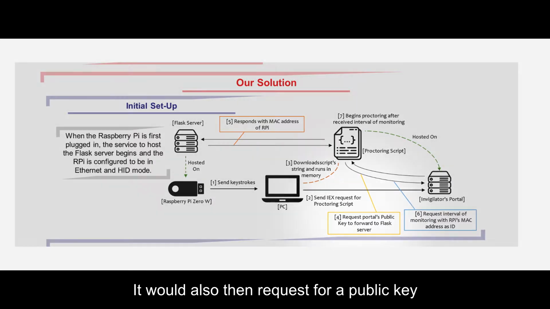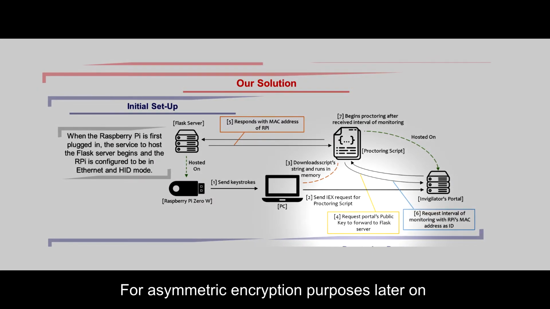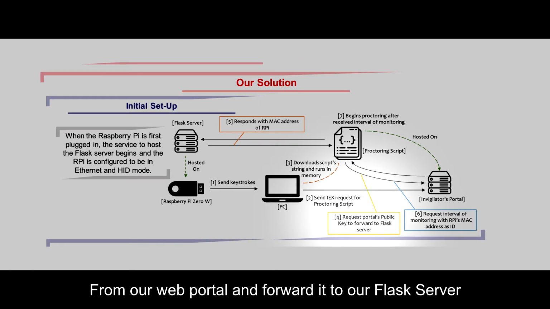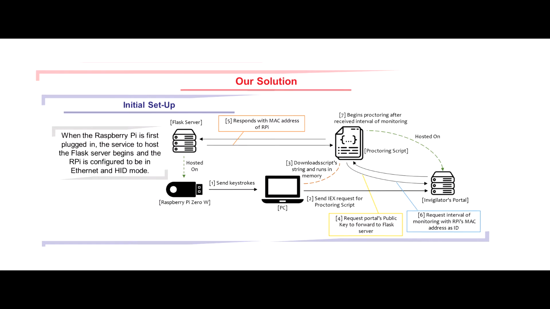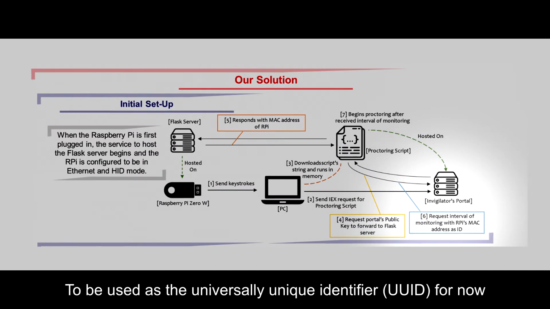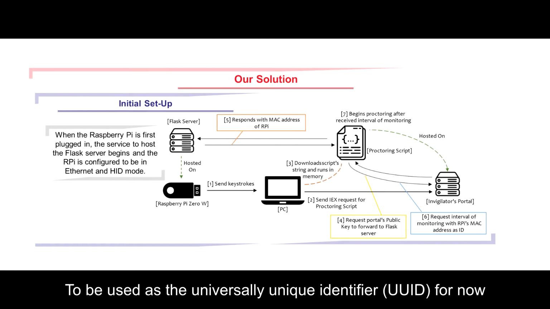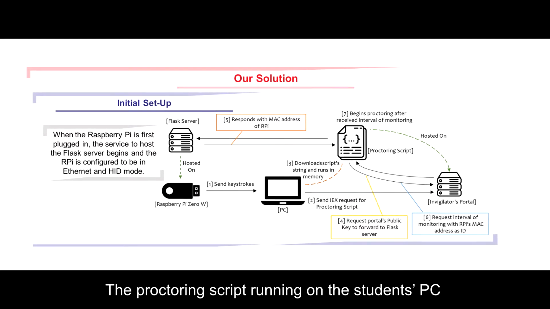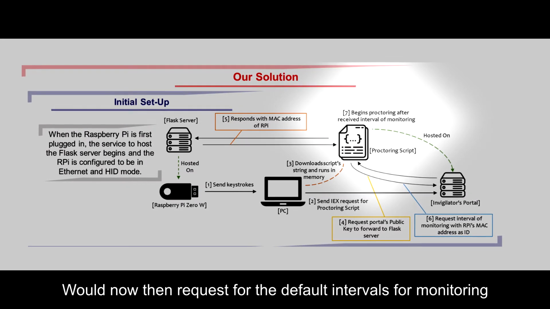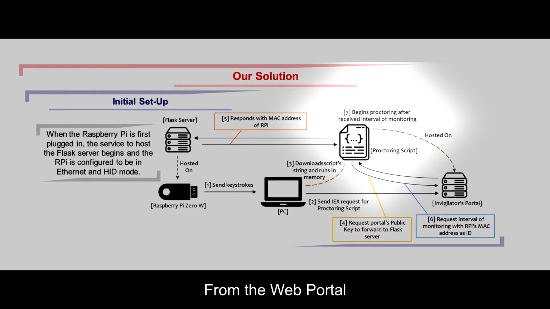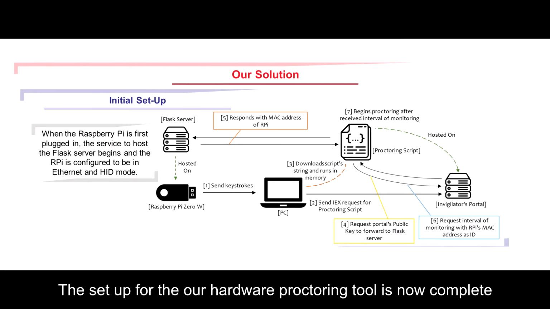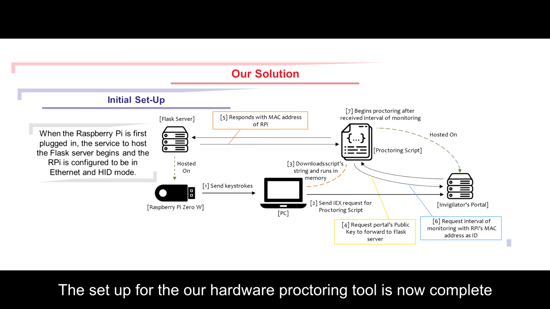It will also then request a public key for asymmetric encryption purposes later on from our web portal and forward it to our Flask server. Our Flask server would then respond with its MAC address to be used as a universally unique identifier for now. The proctoring script running on the student's PC would then request the default intervals for monitoring from the web portal. And following that, the setup for our hardware proctoring tool is now complete.